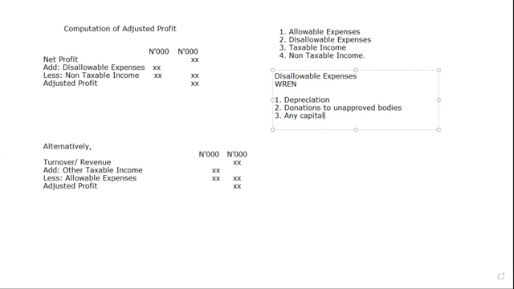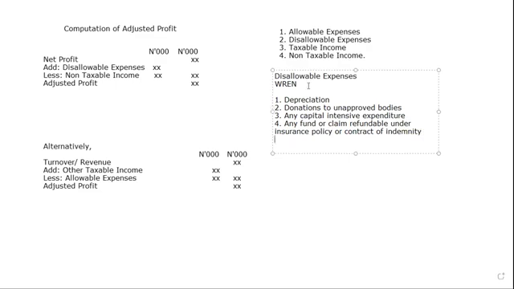Number 3, any capital intensive expenditure. Are you with me? The next thing is any fund or claim refundable under insurance policy or contracts of indemnity.